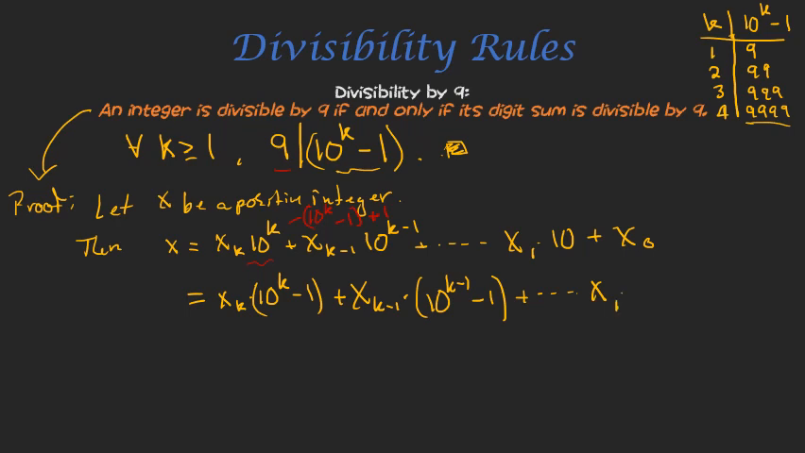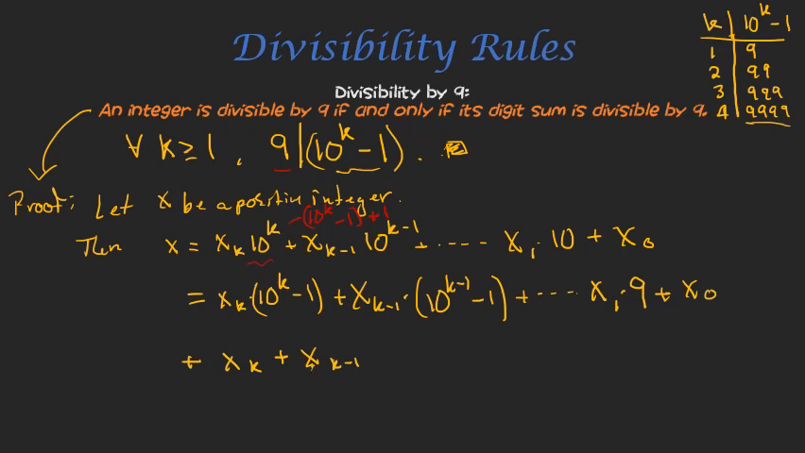X1 times 9, so this would be times 9. I'm just pulling out 1, so this would be 10 to the 1 minus 1 plus x naught. X naught doesn't change. And then plus, what did I do with the rest of these? I split up 10 to the k as 10 to the k minus 1 plus 1. So what's left is xk plus xk minus 1.